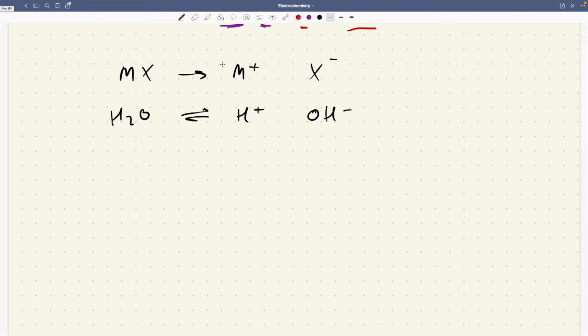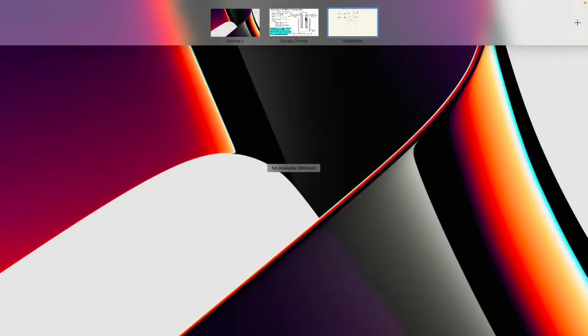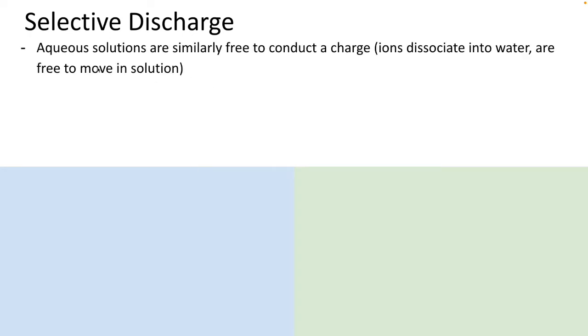So we've now got an instance where we've got two species that can potentially be reduced, and we've got two species that can potentially be oxidized. So the question becomes, which one do we reduce and which one do we oxidize? Lucky for us, there are rules that we can use. Rules based on selective discharge, selecting which one is going to be discharged.